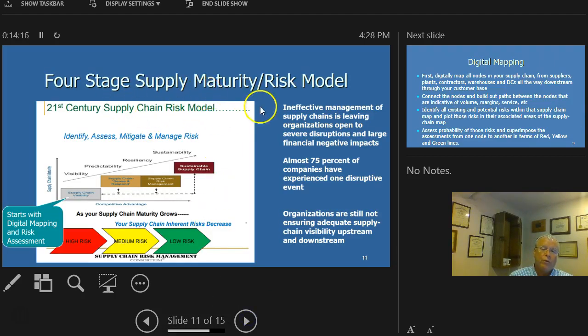So this is from the Supply Chain Risk Management Group, and this is what they call the four-stage supply chain risk maturity model. So it starts with a digital map. We're going to look at a digital map in just a second. So this gives us visibility to the supply chain and where these nodes are and where this level of risk is, based upon the company's assessment of what that is. Okay, so it requires a lot of financial data or volume data or margin data or whatever, but it requires a lot of data to build that map.